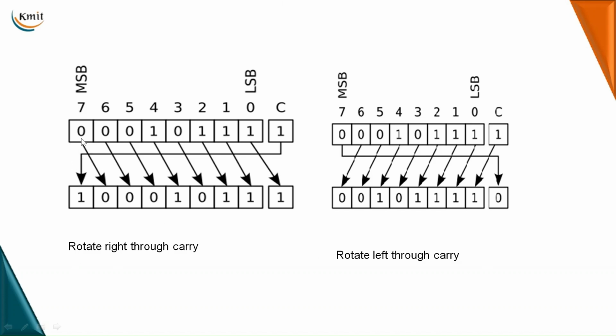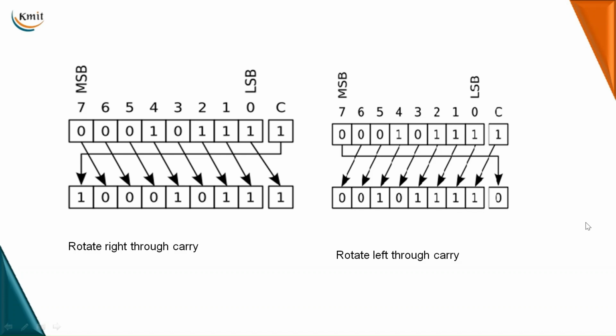So in case of rotate right through carry, the contents of my register along with the carry bit are rotated towards the right. So 0, 0, 0, 1, 0, 1, 1, 1, and this carry will come in place of the MSB. In case of a rotate left through carry, 1, 1, 1, 1, 0, 1, 0, 0, and this MSB will be here in place of the carry. So this is a rotate left through carry.